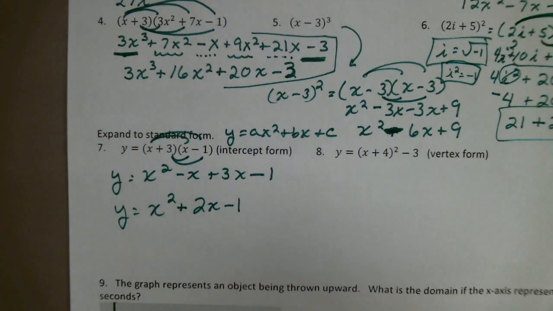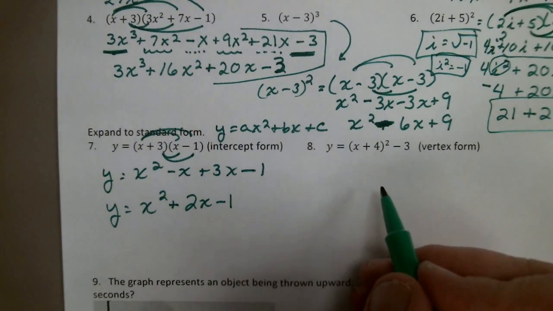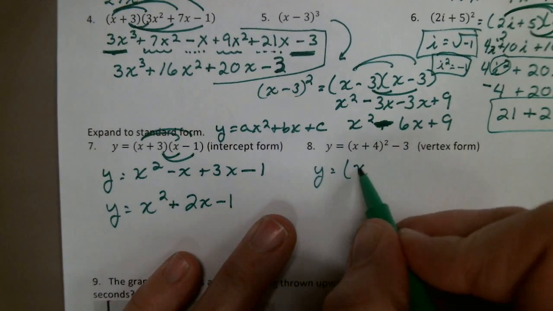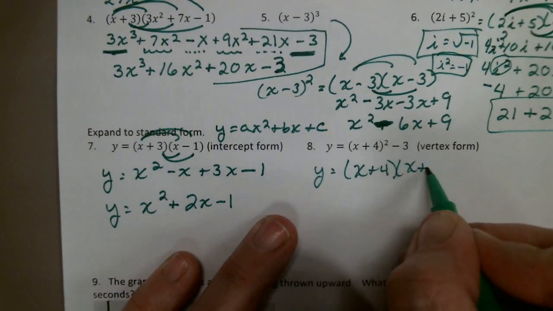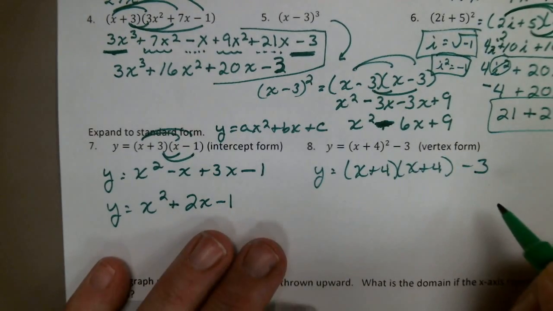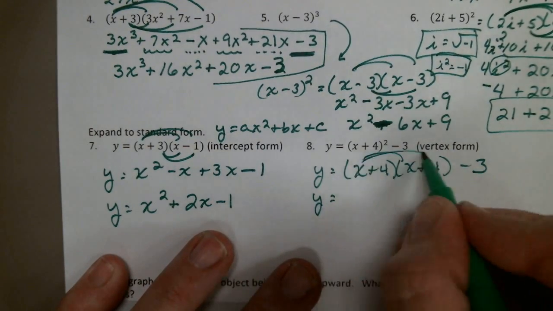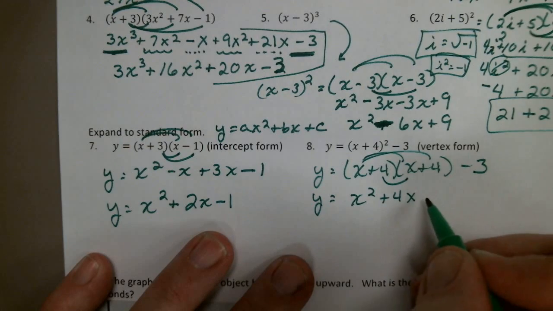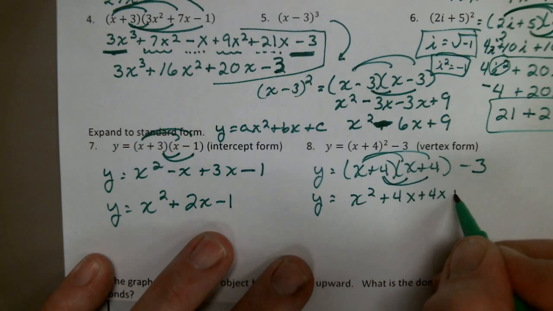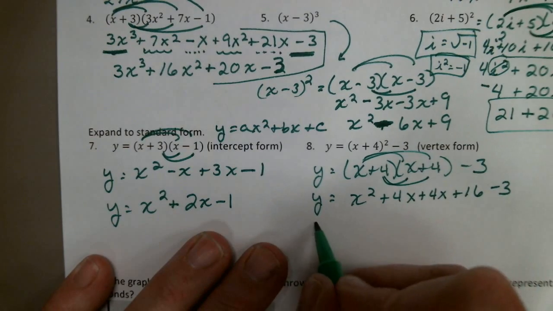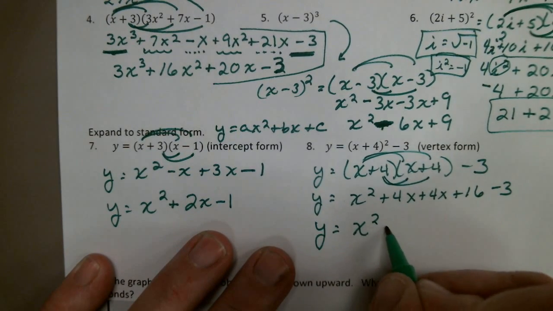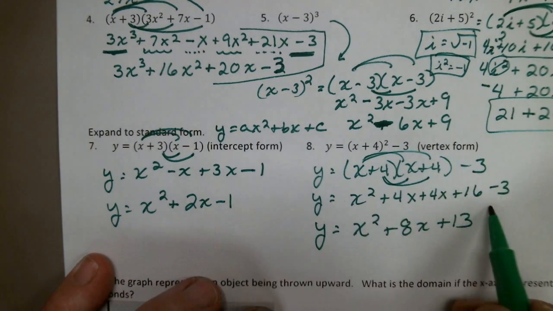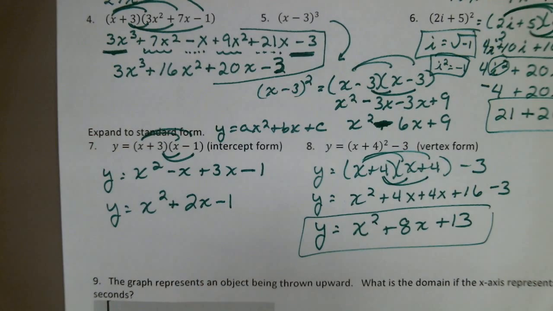Okay. And then for number 8, it starts off in vertex form. To change that to standard form, I need to multiply out that binomial squared. So x plus 4 times x plus 4, and then keeping the minus 3 at the end. So x times x is x squared, x times 4 is 4x, 4 times x is another 4x, 4 times 4 is plus 16, and then a minus 3 at the end. Combining all the like terms, x squared plus 8x, 16 minus 3 is 13. Alright, so now that's in standard form.